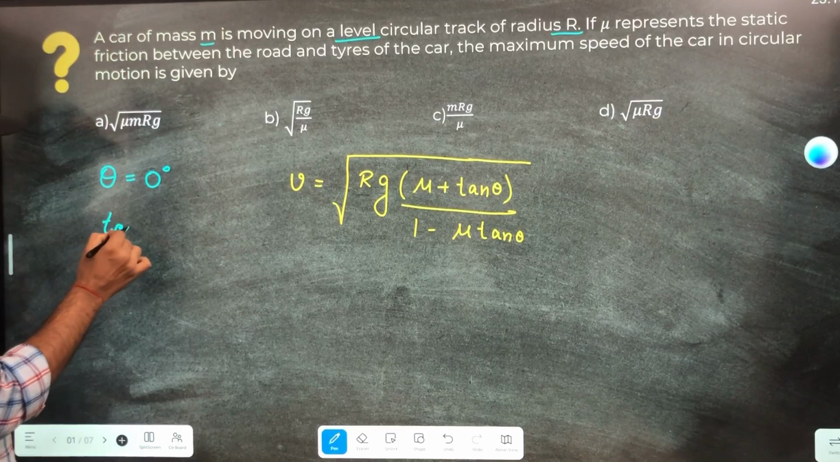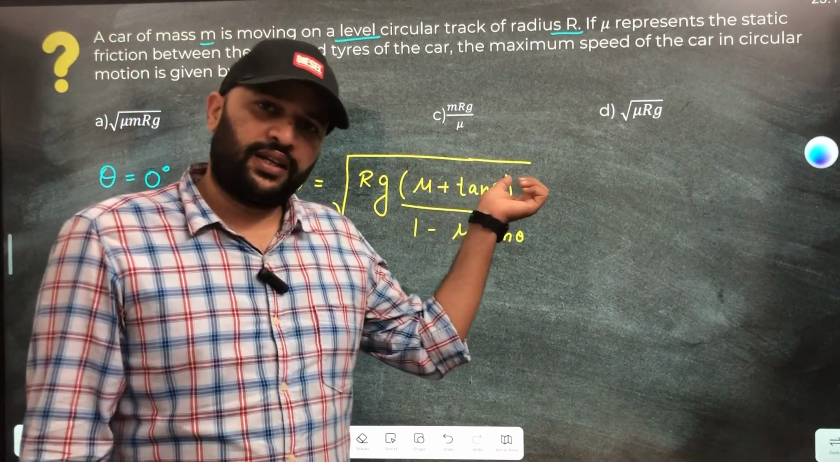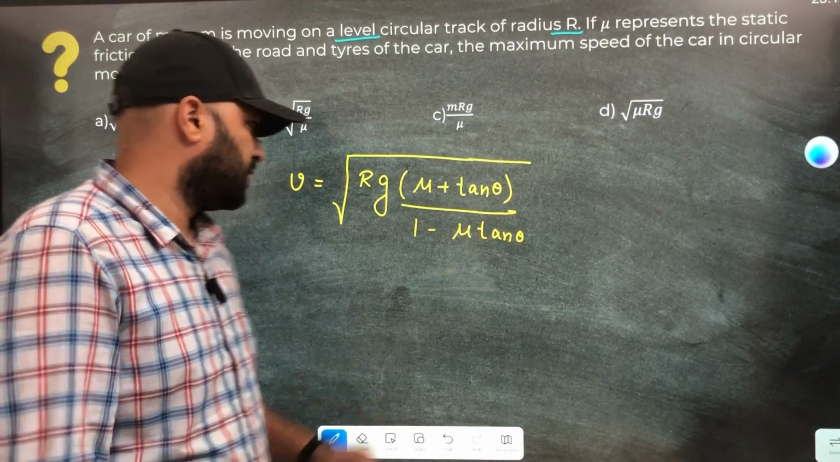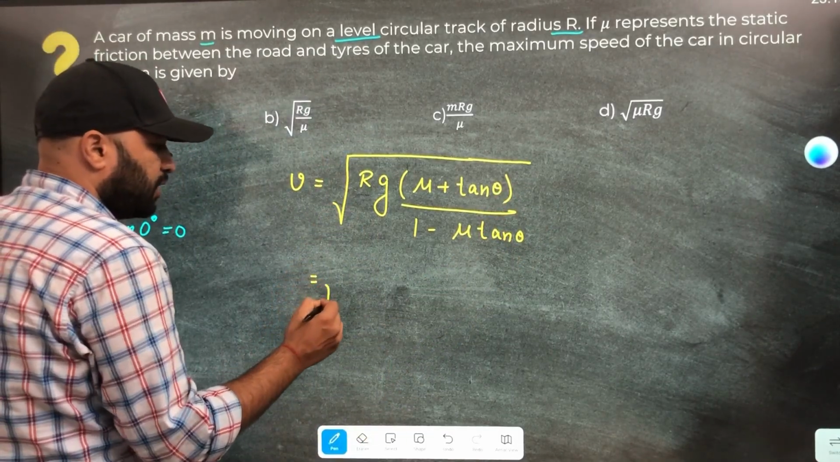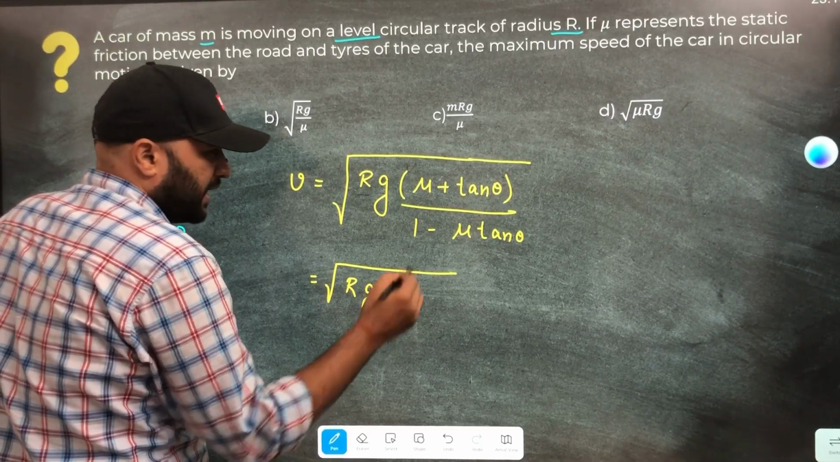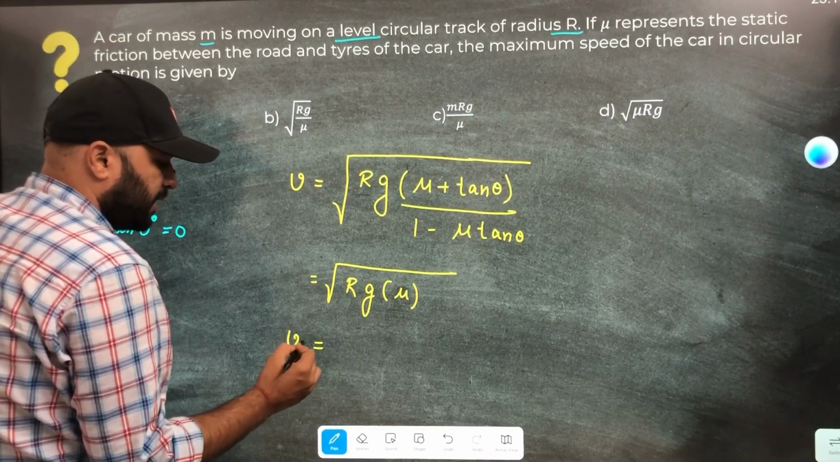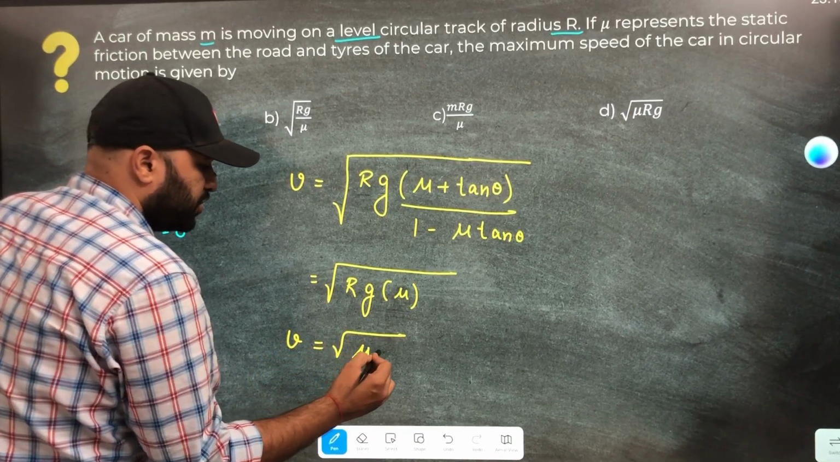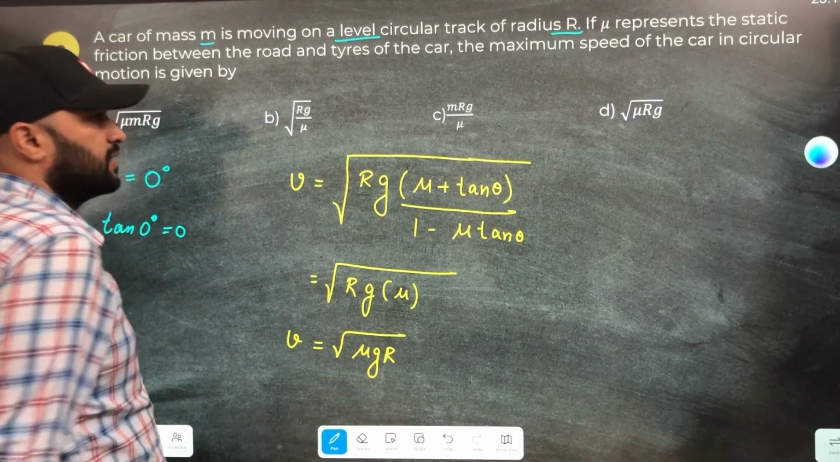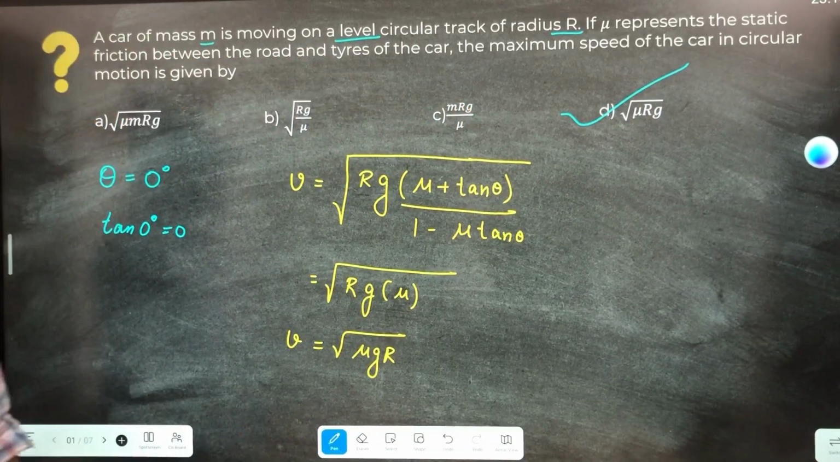And what will be tan 0 degree? Tan 0 degree is 0. Correct? So let's substitute here. Tan theta becomes 0. This also becomes 0. So what we are left with is root under r g mu whole divided by 1. So v will be equal to under root mu g r. That's our correct answer. So that is our option D, correct? Mu r g. I hope this is clear.